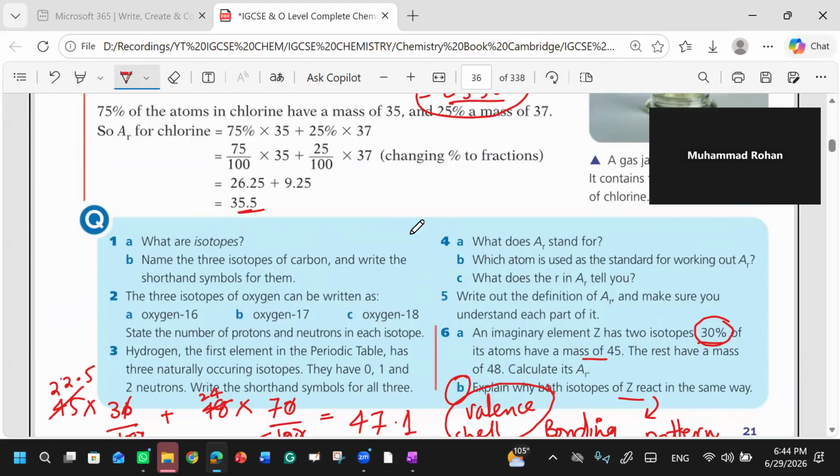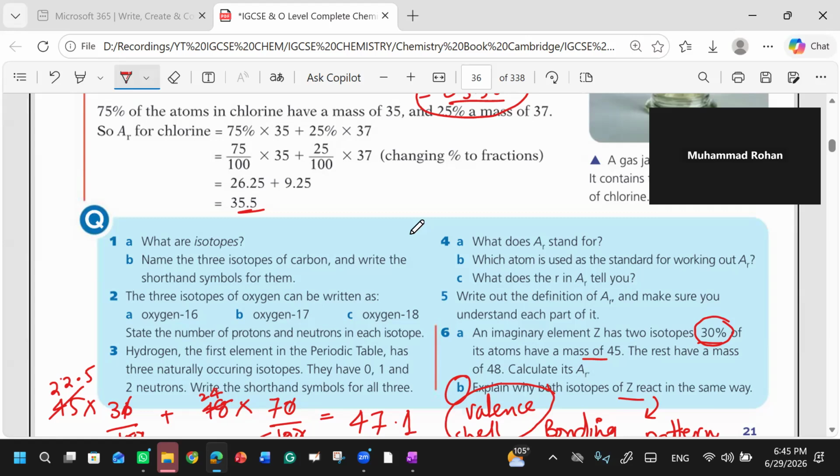Just like carbon. Carbon is an element, but its atoms come in different forms. Whenever we discuss the definition of isotopes, we discuss it in terms of atomic number and atomic mass. You know that isotopes have the same atomic number but different mass number. So your definition should be: isotopes are the atoms of the elements with the same atomic number but different mass number.